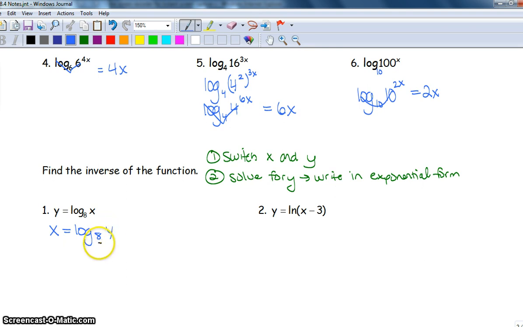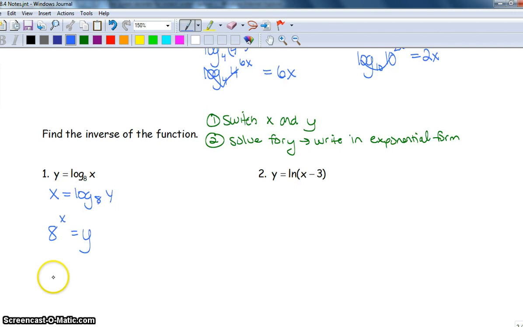Given this equation, I'm going to change it from logarithmic to exponential form. So if I'm doing that switch that we talked about on the first page, this becomes your base of 8 raised to your exponent, which is the piece that it's set equal to, and that gives you your y. So our inverse equation is y equals 8 raised to the x power. So for number 2, we switch our x and our y.